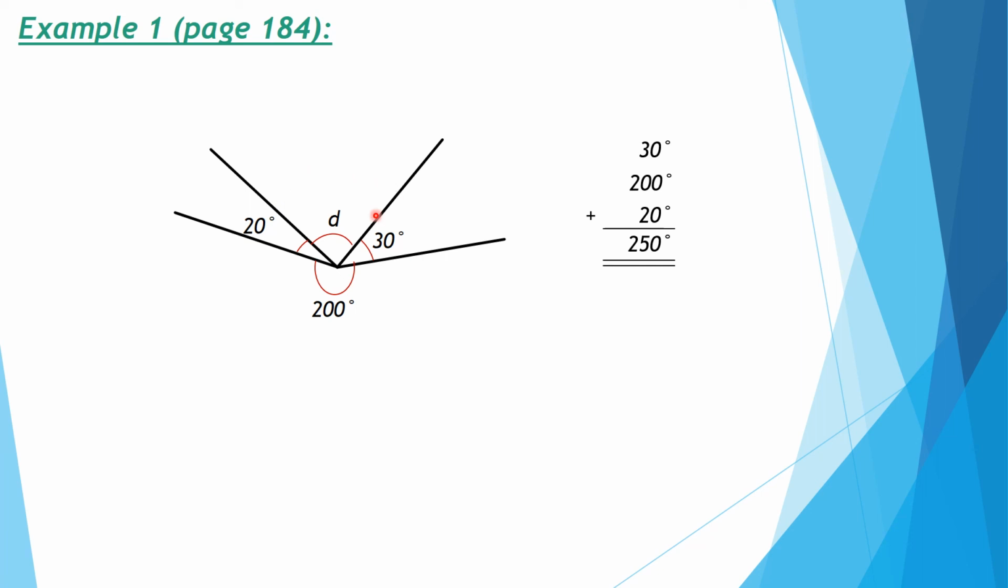Then, when we know the sum of all these three angles, it's easy to find the size of D. Yes, D can be found by subtracting 250 from 360. As a full turn, a complete angle is equal to 360 degrees. Then 360 degrees subtract 250 is 110 degrees.